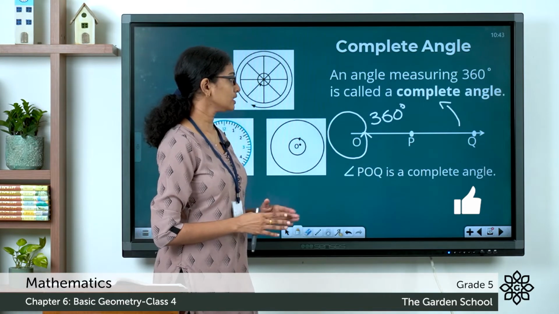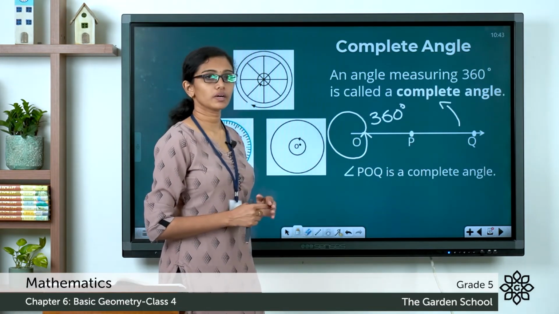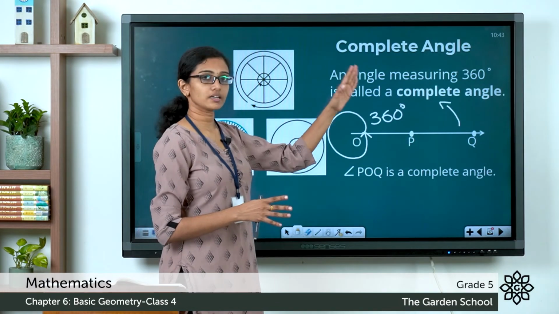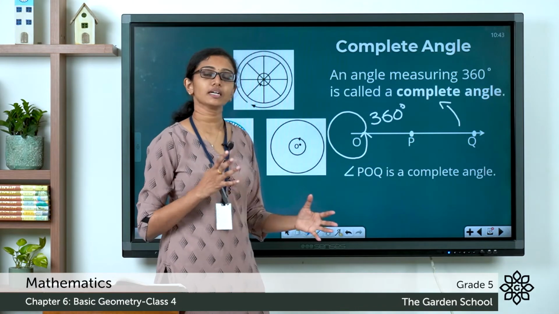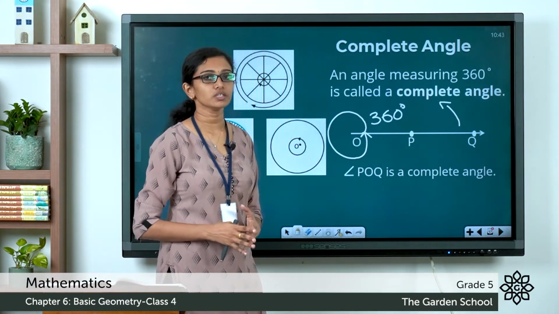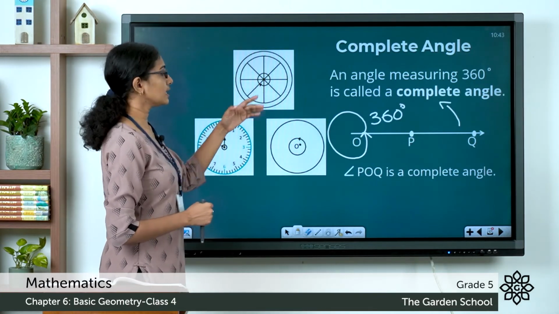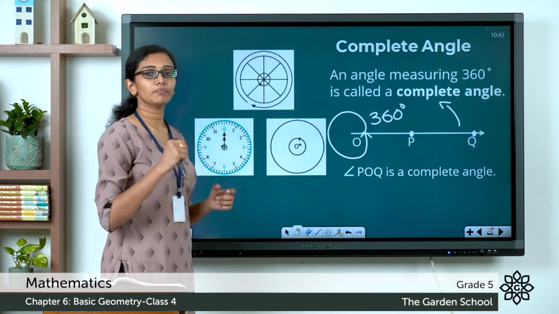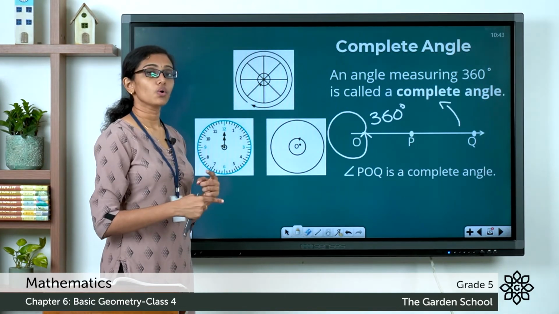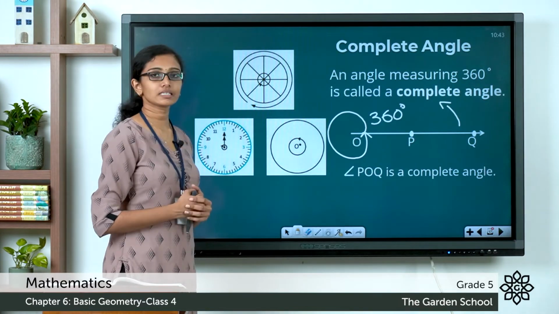Here the angle POQ. Why? Because O is the vertex or that was the point it turned around a full circle. The angle POQ is a complete angle and it measures 360 degree. You can see some examples here. You can see a wheel here and it turns around one complete rotation. It would have turned an angle of 360 degree.